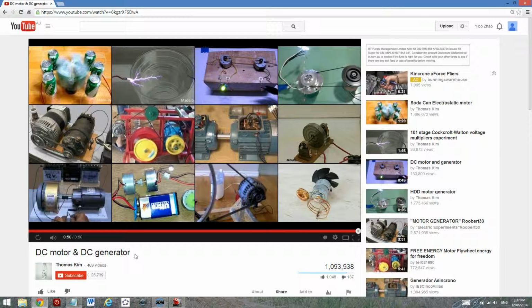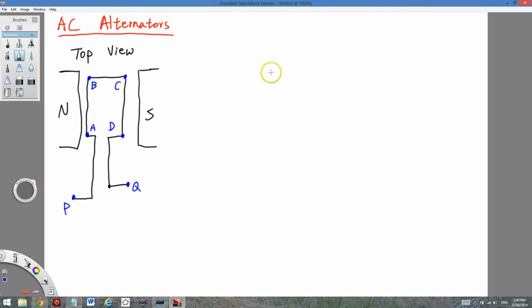But in production, in the power plant today, we don't use DC generators. We use AC generators, but we don't call them AC generators. We call them AC alternators. Here is a diagram of the design of an AC alternator, the top view. It's very similar to a DC motor but different because there are no commutators. We don't use commutators.